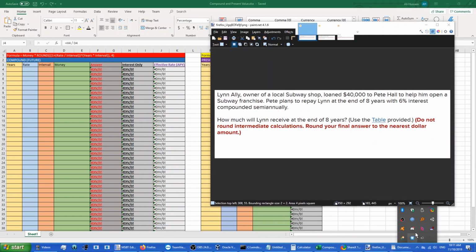First, let me pin this up. Now that's pinned, you can actually see it. So, she loaned him $40,000, so we'll put $40,000 in the money section. And at the end of 8 years, so years will be 8. The rate, 6%. Interval would be compounded semi-annually, which is 2. And there we have it, our answers.